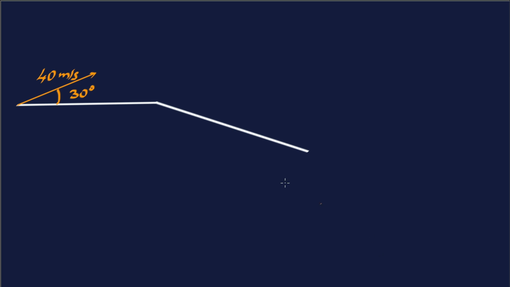Our third problem is this. An object is projected at 40 meters per second at an angle of 30 degrees to the horizontal, and at a distance of 40 meters from the point of projection, the ground slopes away at an angle of 30 degrees. So, this angle is 30 degrees. The question is, what is the time of flight of the projectile? Let's assume that the projectile clears the horizontal part of the ground and ends up landing somewhere on the slope.